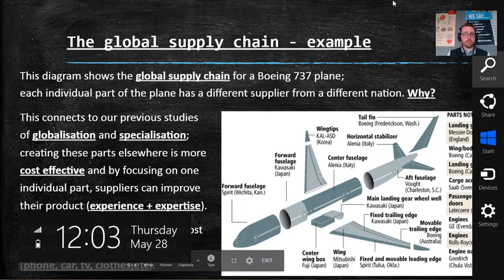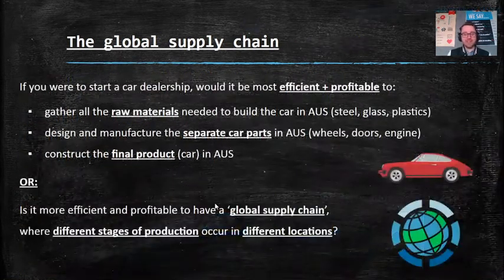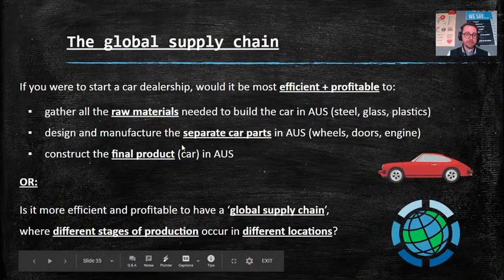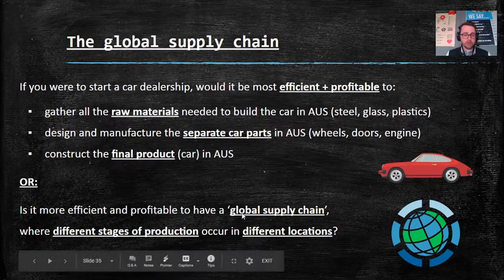Why would they do that? Why would they go for this option over this option? And the answer is because they want it to be efficient and profitable. Because it's cheaper and it's more time efficient. They can make things quicker and better with a global supply chain.